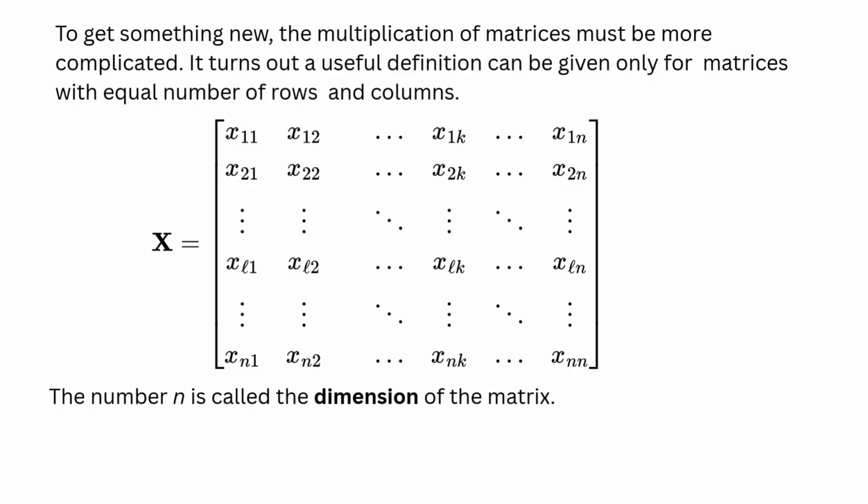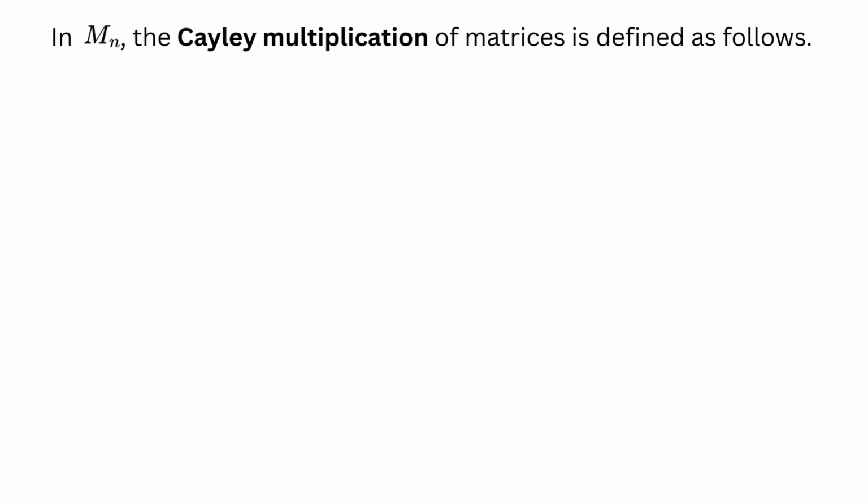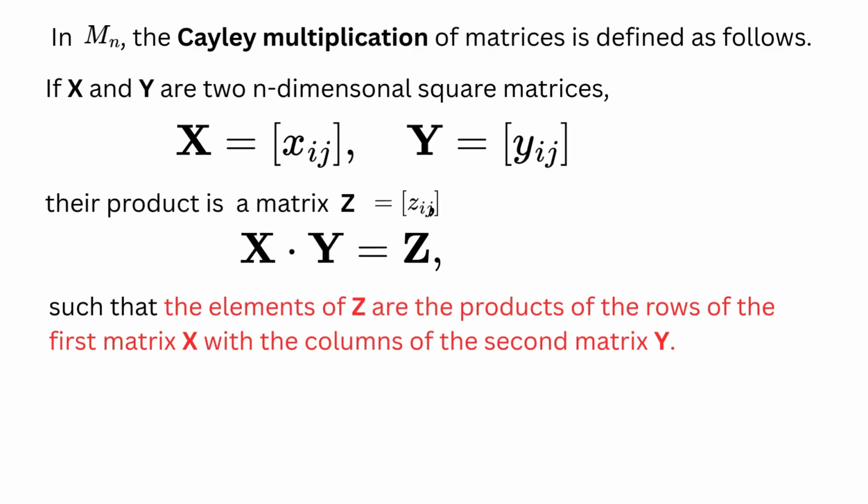The number n equals m will be called the dimension of the matrices. The set of n-dimensional square matrices is simply indicated by Mn. In this set, we define the Cayley multiplication of two matrices, which produces a new matrix whose elements are the product of the rows of the first matrix with the columns of the second matrix.